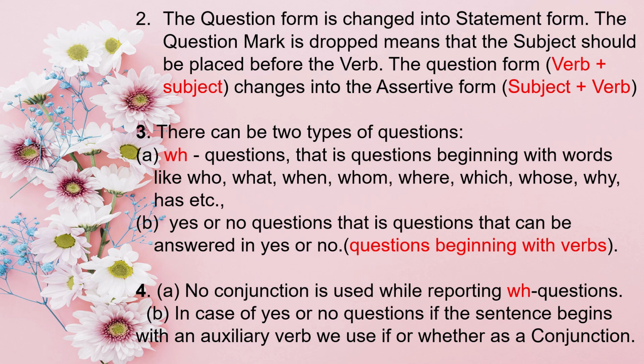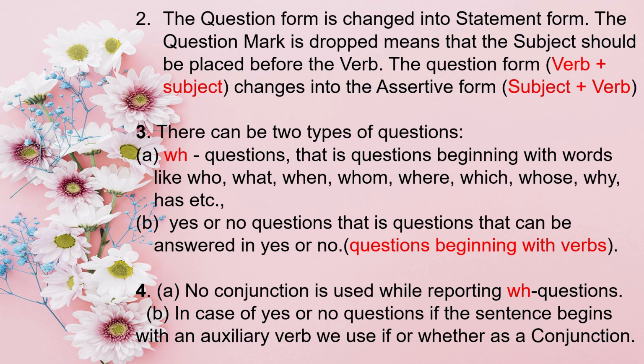Let's see the second rule for changing the interrogative sentence from direct to indirect speech. The question form is changed into statement form. The question mark is dropped, which means that the subject should be placed before the verb. The question form, verb plus subject, changes into the assertive form, subject plus verb. Let's see the third rule.